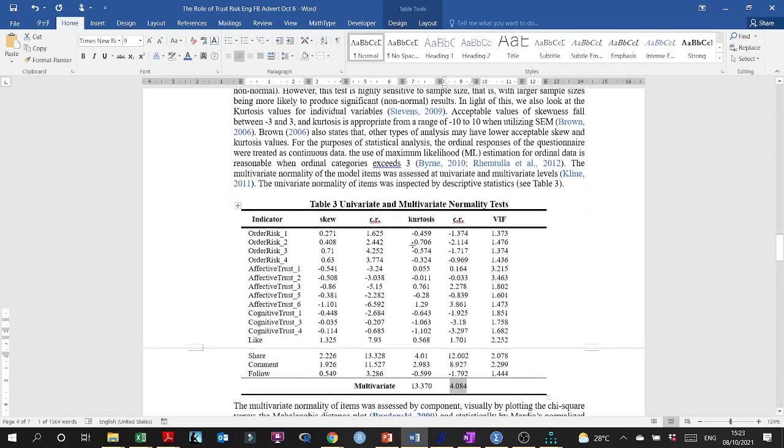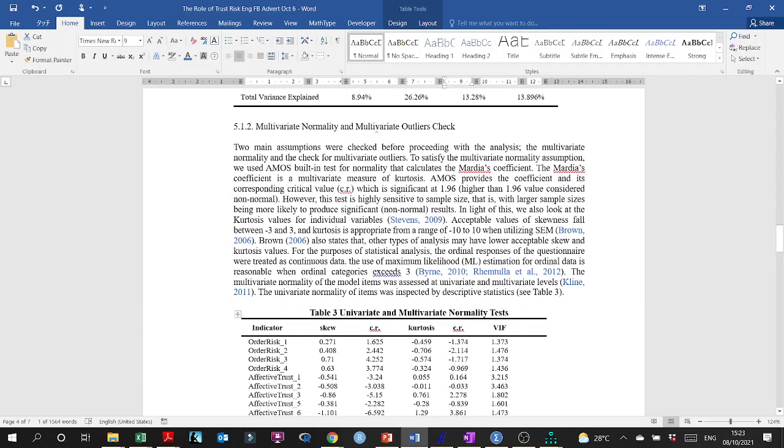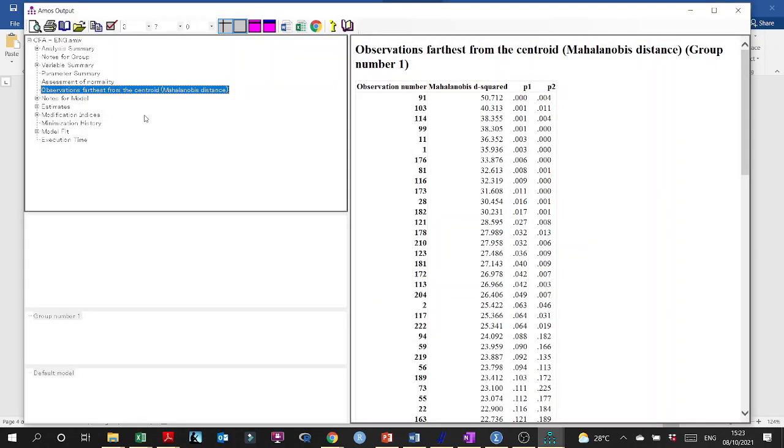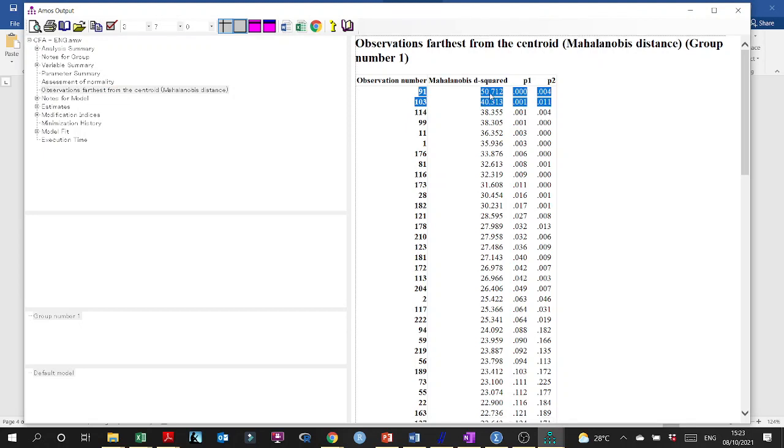Now, if not, then check the multivariate outliers, and this is through AMOS, and you can go to the Mahalanobis distance and find out if there are big leaps. If there's a big leap like that, delete the first one and see what happens.